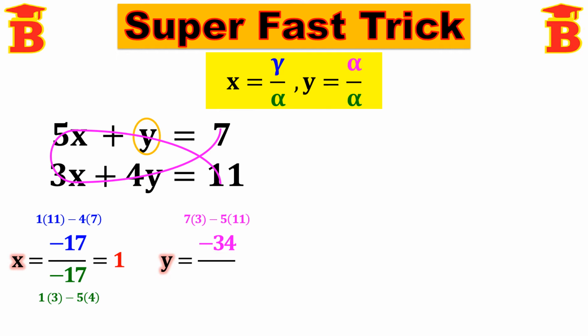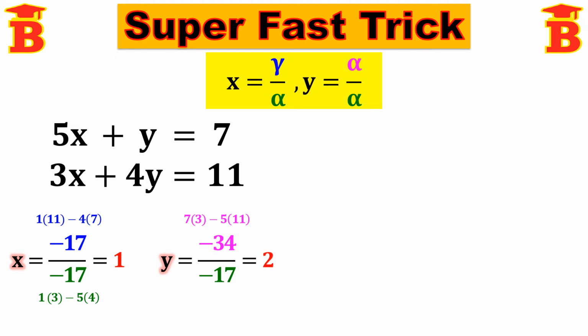Divided by, the denominator is same. See, the denominator is the same alpha. That is what we show in green color. So this number minus 17 is the same in the denominator. Now we can cancel this. Minus minus get cancelled. 34 divided by 17 is 2. So the value of y is 2.